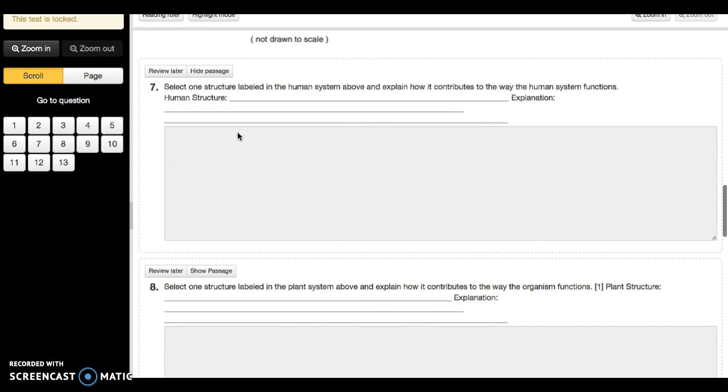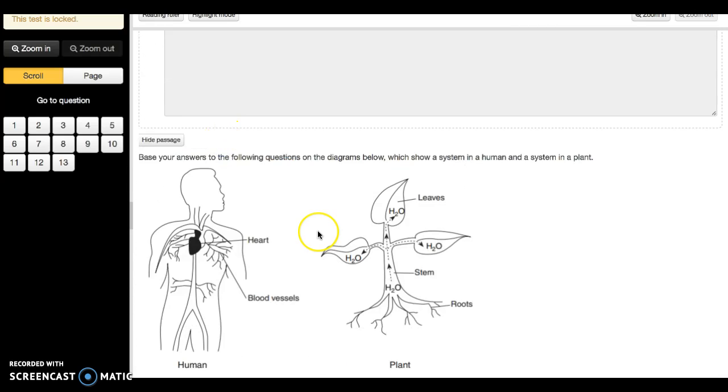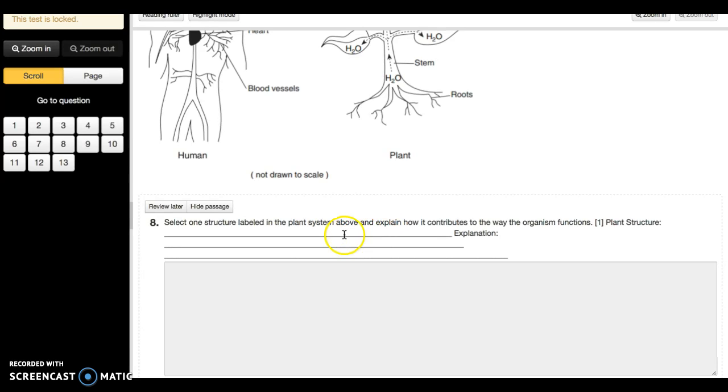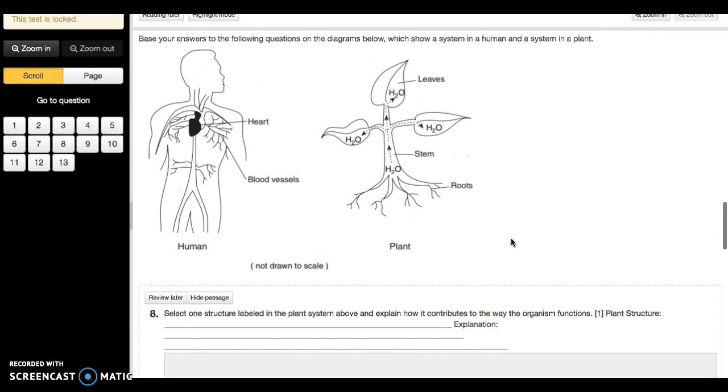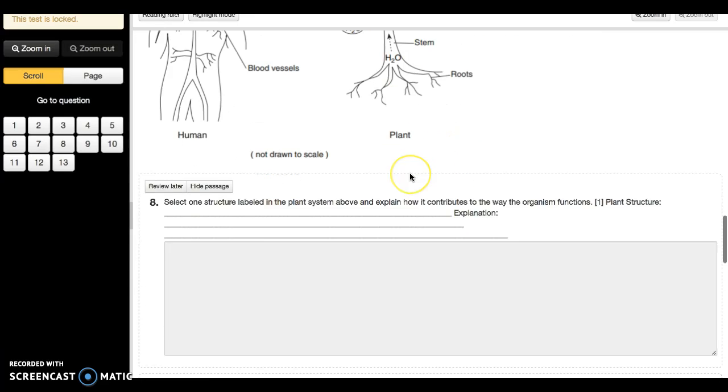The next question is going to ask for the plant system, the plant structure, and explains the way the organism functions. Now, photosynthesis is something we're going to touch on, but the biggest thing is the leaves take in the sun's rays, or the roots take in the nutrients from the soil. These are the two things you could say. Obviously, the stem is transporting the water throughout. So you could write the stem in this too. So I'm not going to put this as a question. I just wanted to go over it with you.